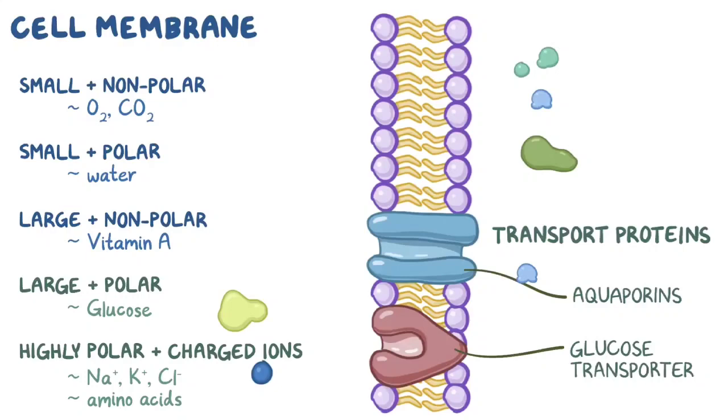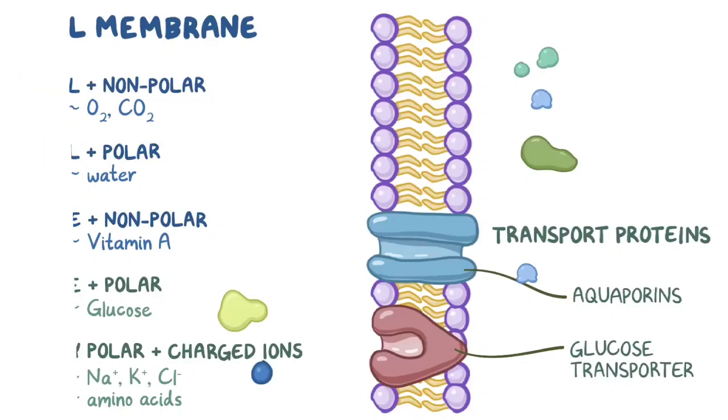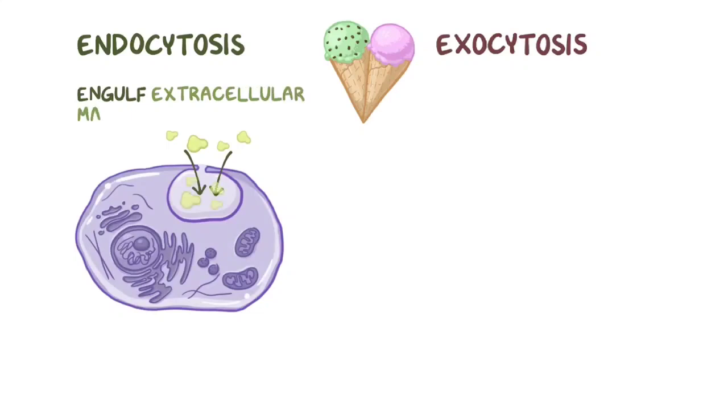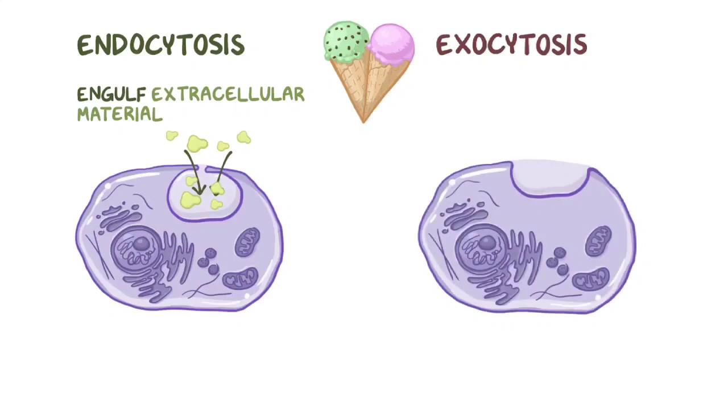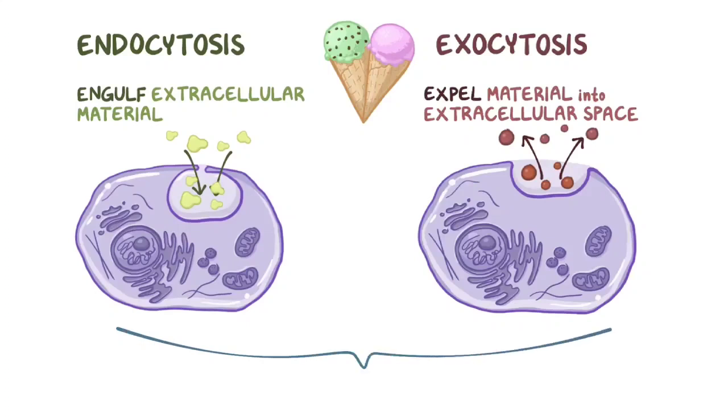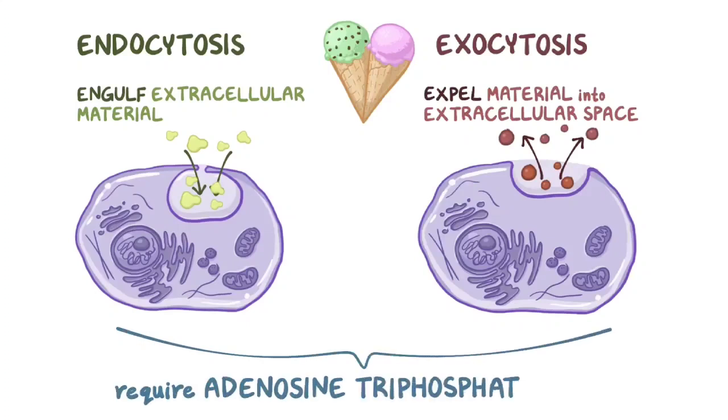However, when the cell needs to transport a lot of molecules or one very big molecule, it resorts to bulk transport, which comes in 2 styles: endocytosis and exocytosis. Endocytosis is a process that cells use to engulf extracellular material, and exocytosis is the opposite of that, during which cells expel material into the extracellular space. Both endocytosis and exocytosis need energy in the form of adenosine triphosphate, or ATP, used in the movement of the substances in and out of the cell.